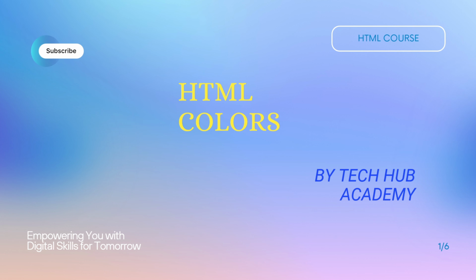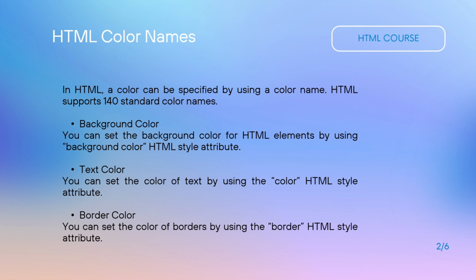HTML color names. In HTML, colors can be specified using color names. HTML supports 140 standard color names, such as red, blue, green, black, white, or yellow. Color names are easy to remember and are good for beginners. Background color. You can set the background color of an element using the background-color style attribute. This helps highlight sections of a web page.